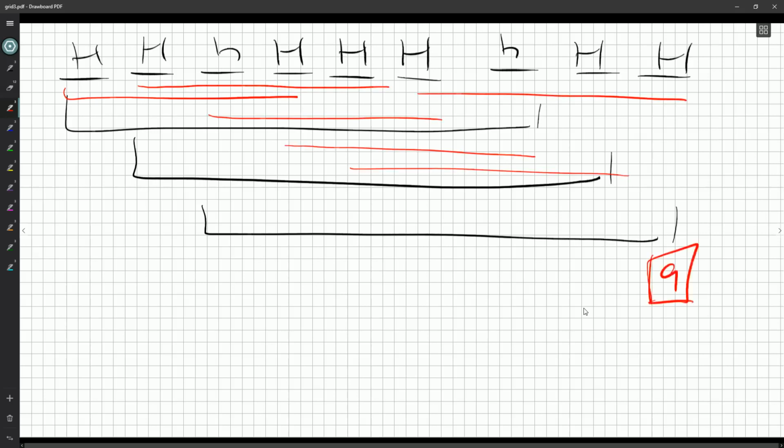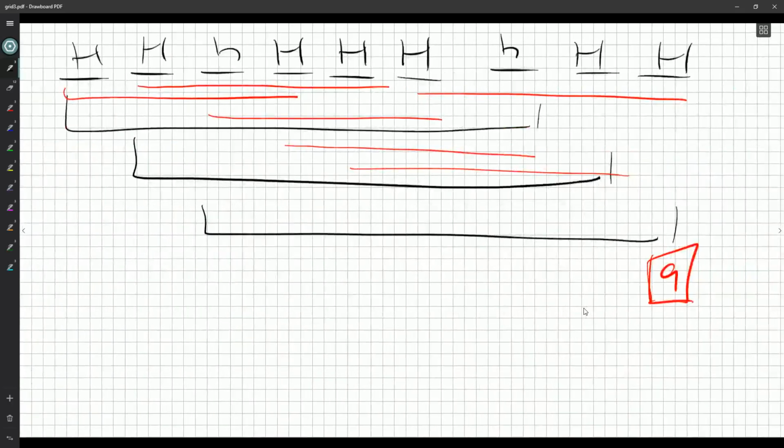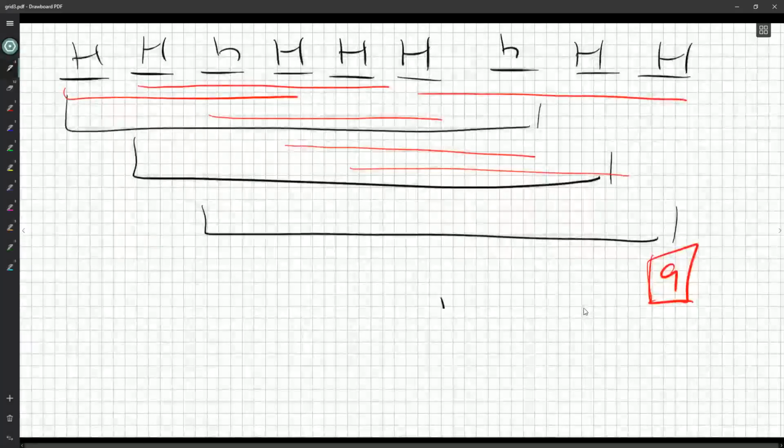You can't do 11 or 12 or 10 because that middle group of capital H's just sort of spoils it. And it spoils at least one group of 7. So our answer is going to be 9, and 9 is D. So that's what we'll bubble in, D.